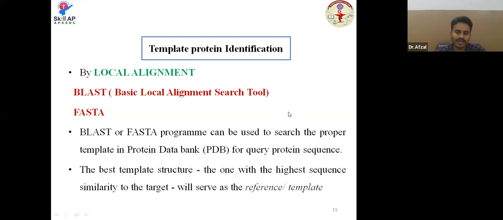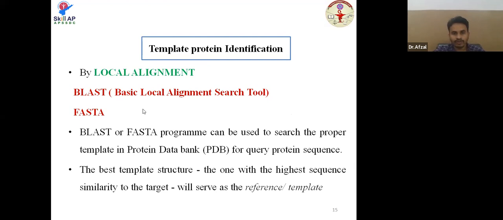So here you need to understand two things. One is the query protein and the other one is the template protein. Template protein is a protein whose crystal structure is known. Okay, query protein is a protein for which we are trying to do the homology model. So here template protein and query protein are more closely related. They are different, but they are closely related.